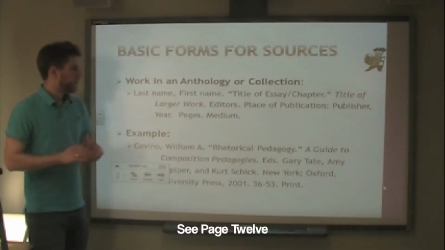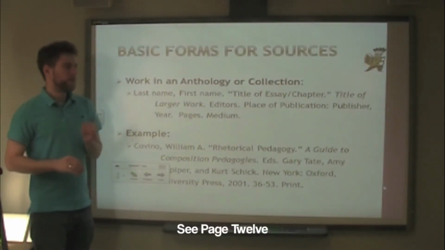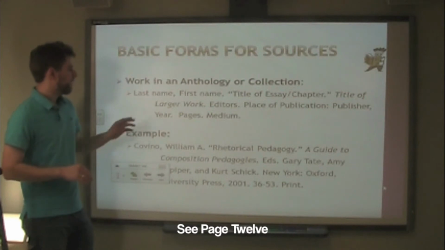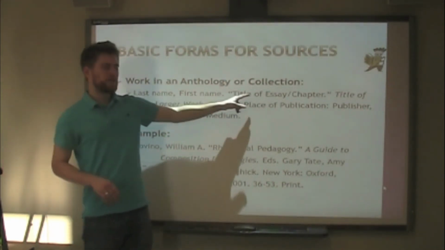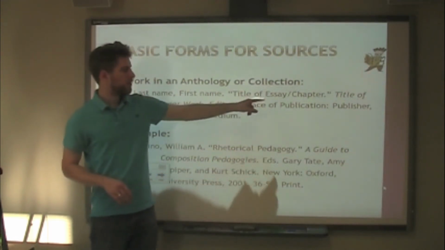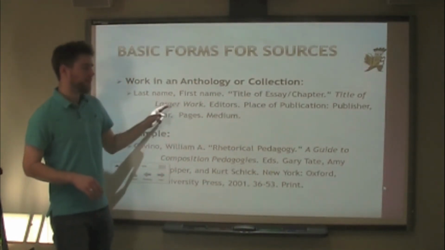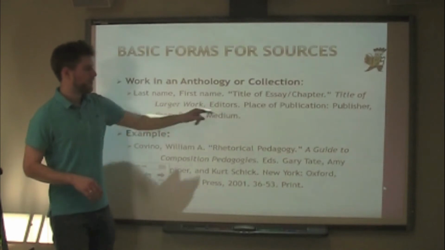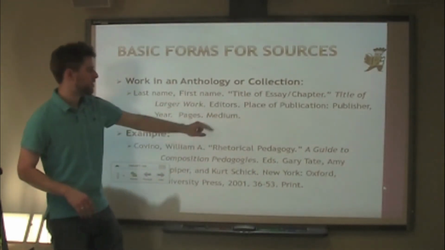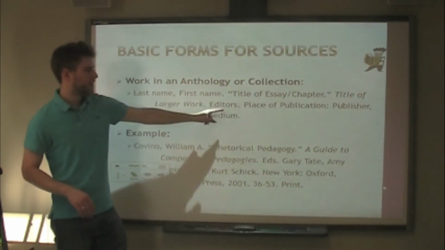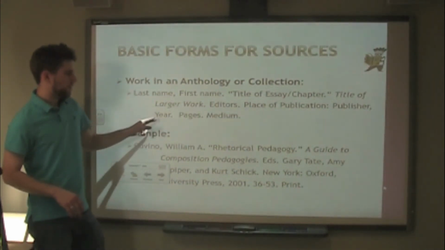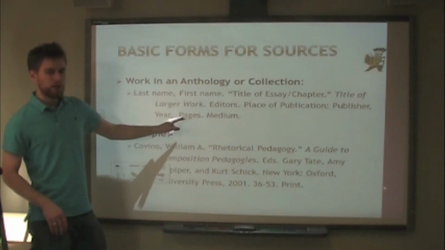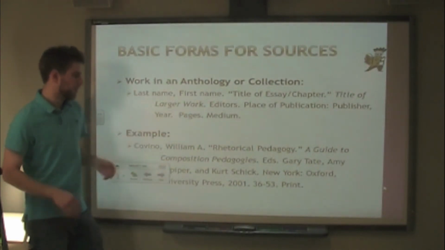So now we're working with a work in an anthology or collection. This is on page 12. You have the author's last name and first name, the title of the essay or the chapter, then the title of the anthology. The title of the anthology is in italics, the title of the essay or chapter is in quotation marks. Then you have the editors, the place of publication, colon, publisher, the year it was published, the pages that you're drawing from, and the medium of publication.